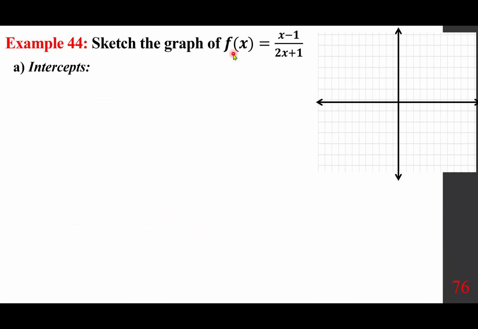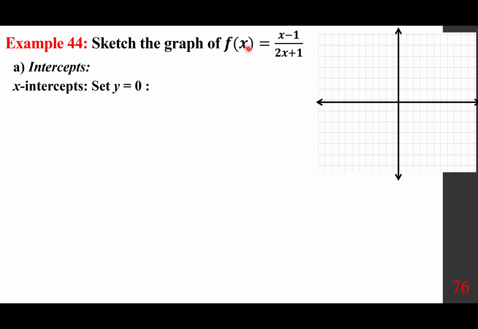Sketch the graph of f of x equals (x minus 1) over (2x plus 1). Let's go with the intercepts. X is 0, find y. Y is 0, find x.